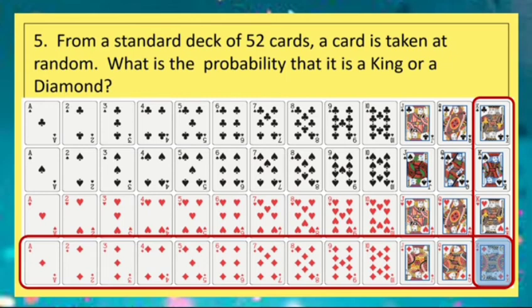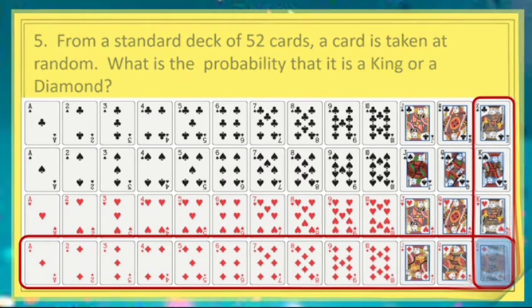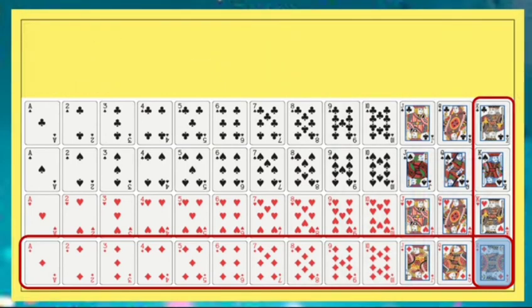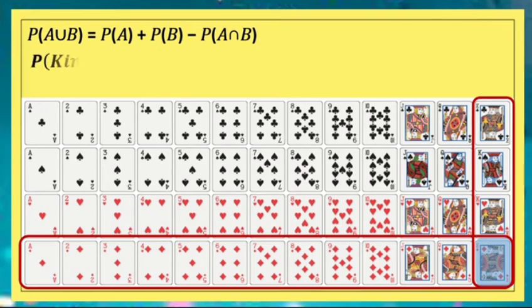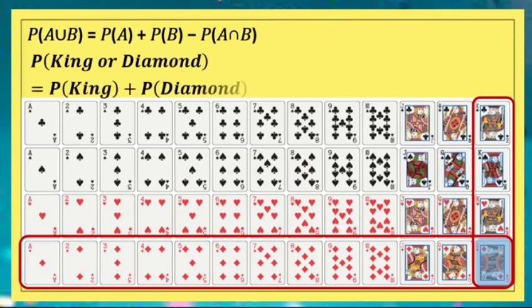Recall how we dealt with non-mutually exclusive events, where we said when A and B are non-mutually exclusive, the probability of getting an A or a B is the probability of getting an A, plus the probability of getting a B, minus their intersection. Now we have it as the probability of getting a king or a diamond as the probability of getting a king plus the probability of getting a diamond minus the probability of getting a king and a diamond.